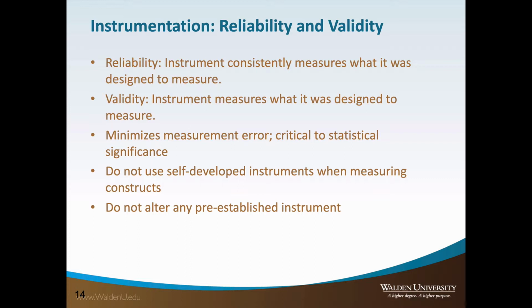Finally, the researcher must never develop their own questions to measure any construct. This is a cardinal sin in quantitative research, unless the objective of the research is to create an instrument.